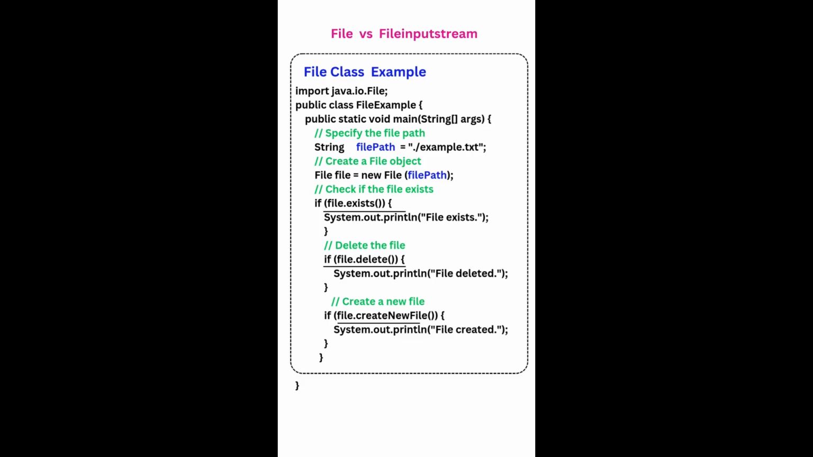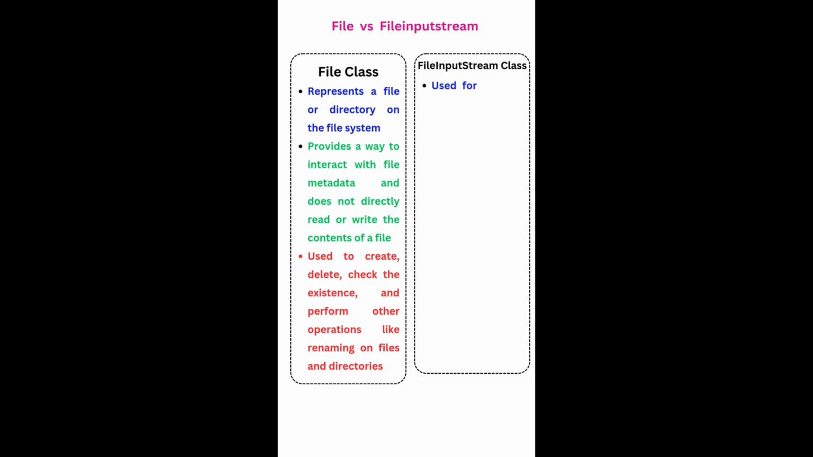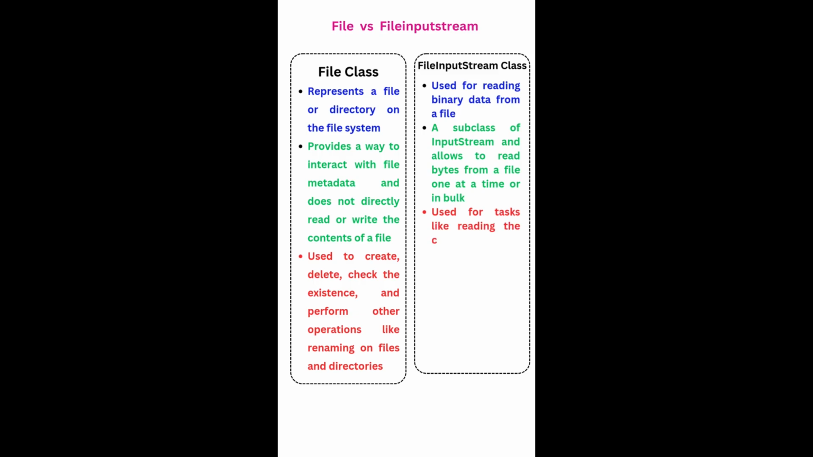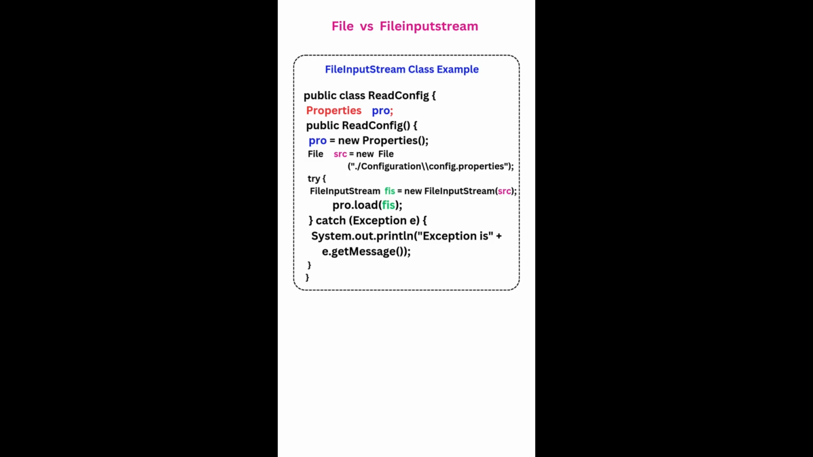File class example. FileInputStream class. It is used for reading binary data from a file. It is a subclass of InputStream and allows to read bytes from a file one at a time or in bulk. And used for tasks like reading the contents of a file, parsing data, reading configuration files, or processing binary files. FileInputStream class example.